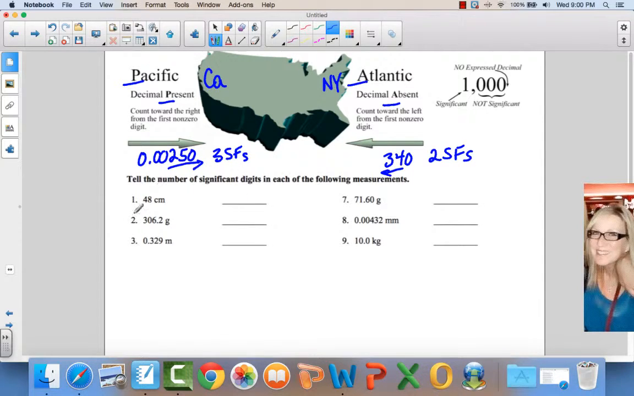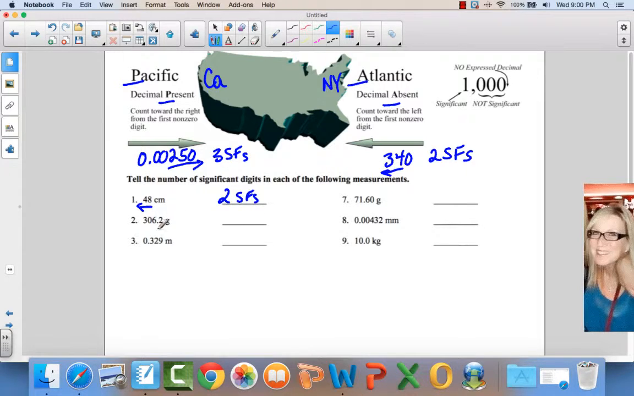Alright, let's do some practice. 48, decimal is absent. Absent is Atlantic rule. Go to the right side, which is the New York side, find the first non-zero digit, 8, and everything in front of it. So 2 sig figs.